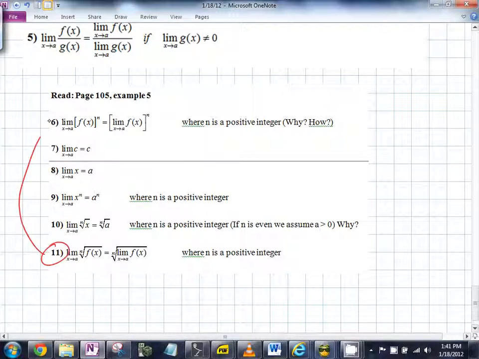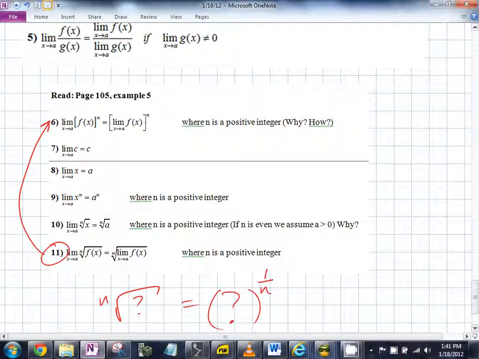Square root is to the what power? Cube root? Fourth root? Nth root? Nth root is the 1 over nth power, okay? Now for this one, it's very similar. It's just a corollary, or sorry, a result of 11. So these are ways in which you can attack limits.